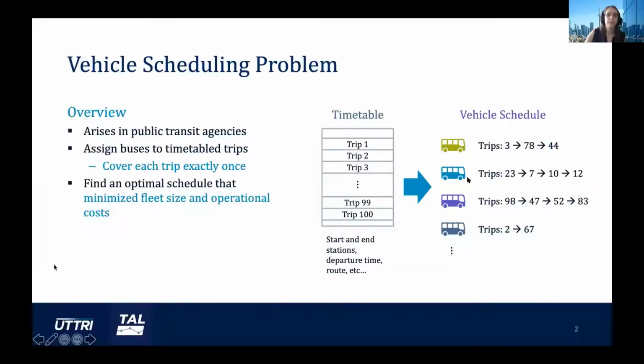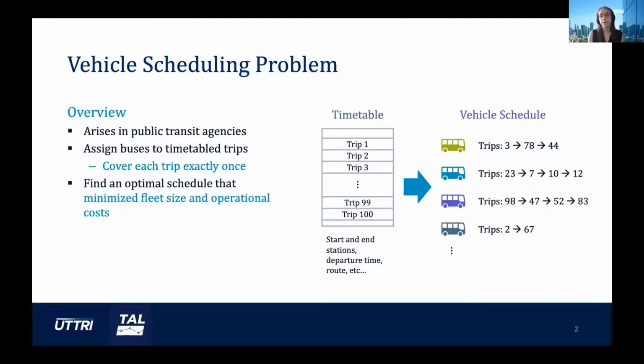First, I want to talk a little bit about vehicle scheduling, just to give you a brief overview of what the problem is. This is a very common problem in public transit agencies. Basically, you have a timetable of trips. A trip is when you want the bus to go from a start station to an end station. It has some departure times and a route. So it's basically a schedule of how the buses are going to behave.